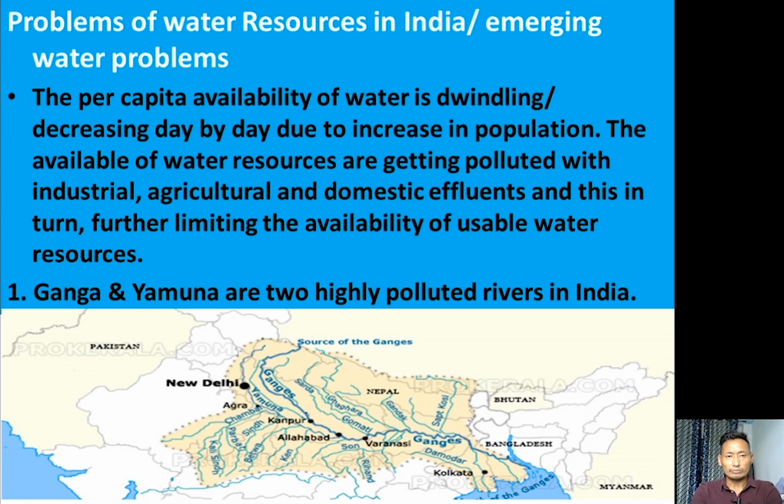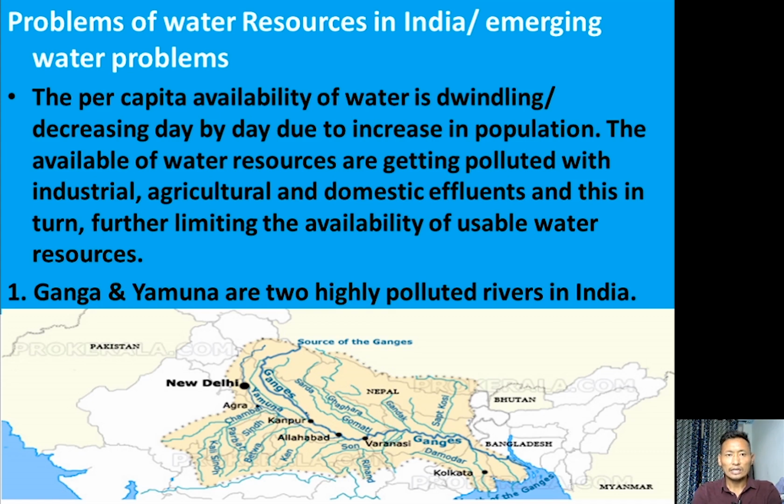The per capita, means per head, availability of water in India is dwindling, means decreasing day by day. We have two reasons here. One is because of increasing population. With increasing population we have to divide water more, and per head availability of water is decreasing. One main reason is the increase in population.